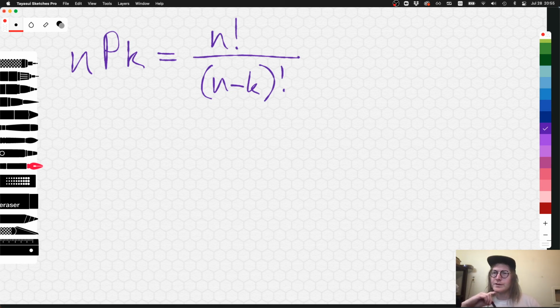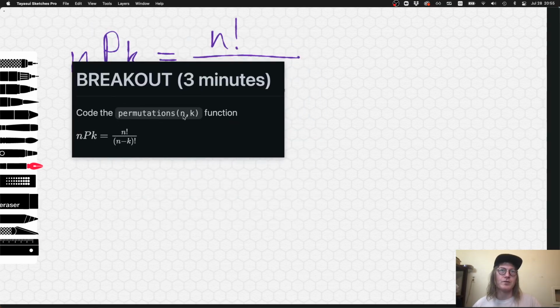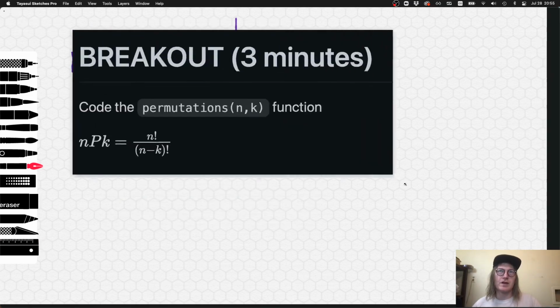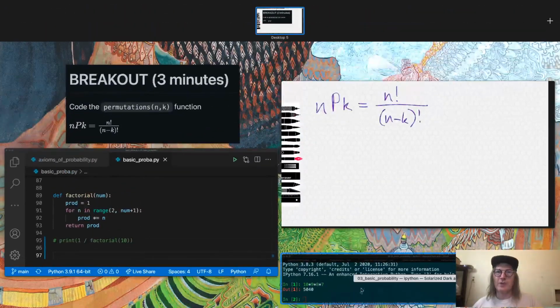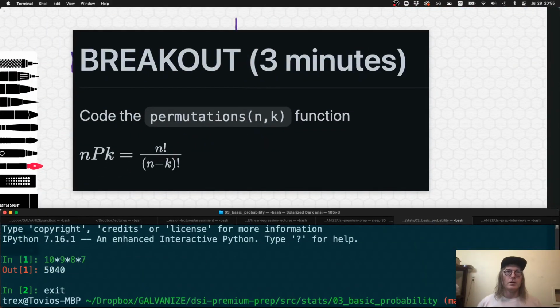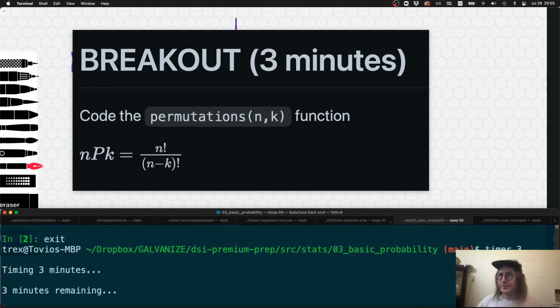But you know what? I think we do have enough time to just do this last breakout. I'm going to have you code permutations in the next 3 minutes. We only have about that much time. So here's the permutations formula. Go ahead and write the permutations function.